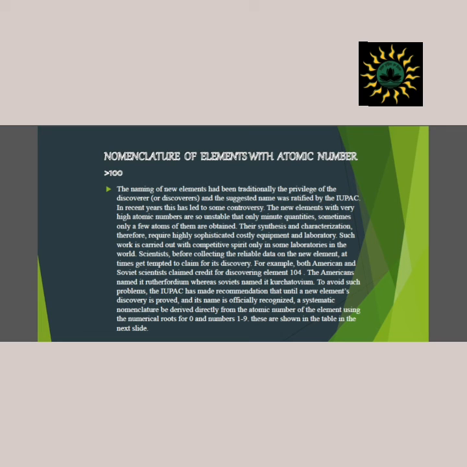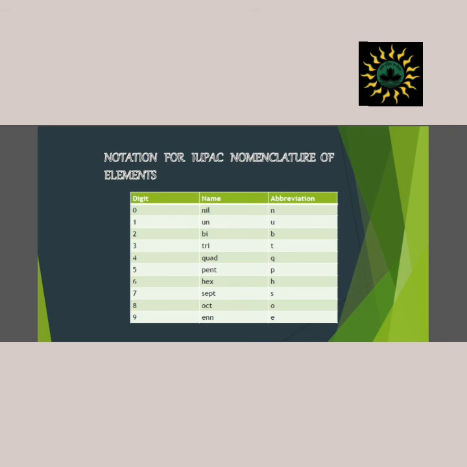To avoid such problems, the IUPAC has made a recommendation that until a new element's discovery is proved and its name is officially recognized, a systematic nomenclature be derived directly from the atomic number of the elements using the numerical roots for 0 and numbers 1 to 9. These are shown in the table on the next slide.